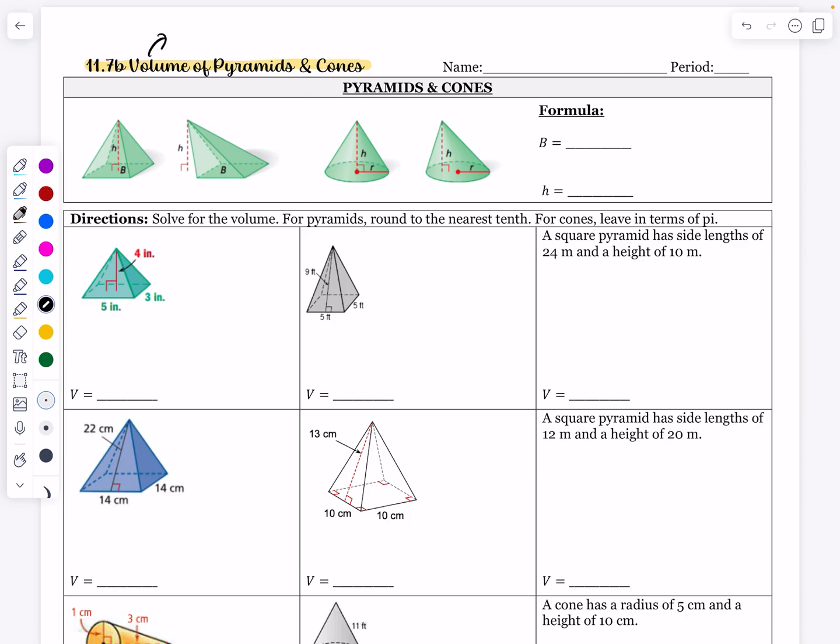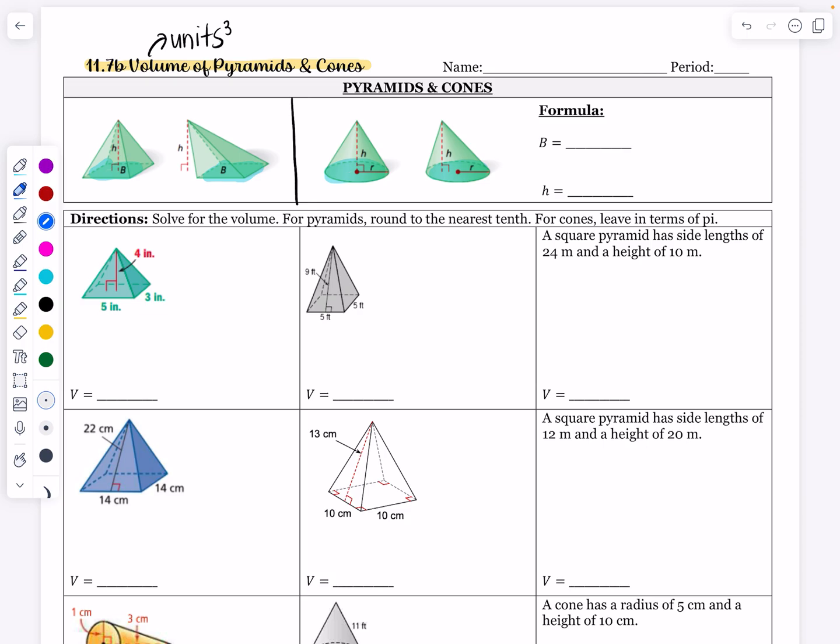The first thing that we made a note of was to remember that volume is always going to be in units cubed. And we're looking at pyramids and cones now, which of course each only have one base. So you're going to name a pyramid by its base. You could have a square pyramid, a triangular pyramid, a hexagonal pyramid. But for a cone, we only call it a cone because the base is always a circle. So while the shape of the base can change in a pyramid, in a cone, it's always going to be a circle.